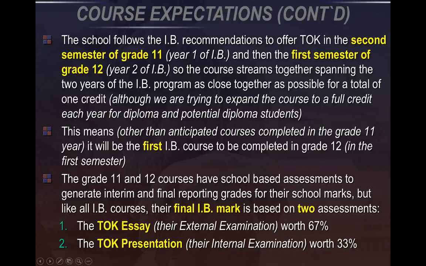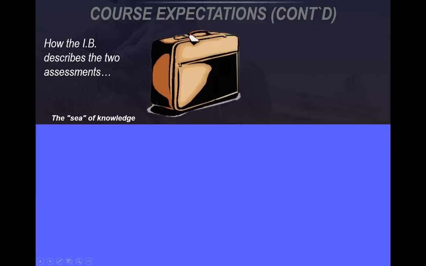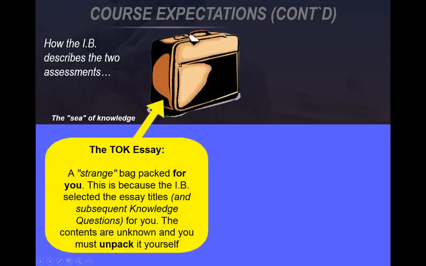The external examination is an essay worth about 67% of their total grade, and then a presentation worth about 33% of their total grade. Now here's how the IB describes these 2 assessments: in journeying across the sea of knowledge, the student will receive 2 pieces of luggage to take the journey. One is the TOK essay, which is a bag packed for you on your journey. This is because the IB does not allow you to select a title for your essay.